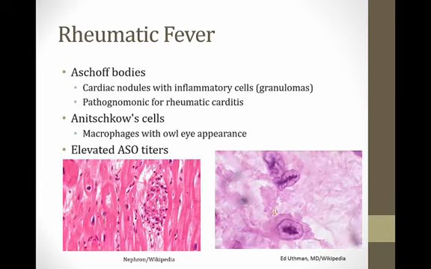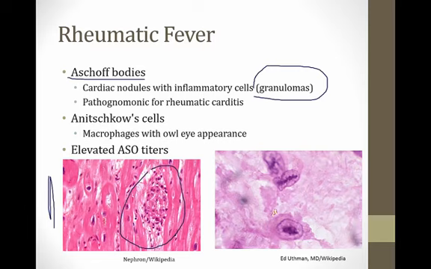There are a couple of classic pathology findings for rheumatic fever that you should know about, especially for step 1. The first is the presence of Aschoff bodies. These are nodules in the heart and they contain inflammatory cells. They're a form of granuloma. This is a picture of one right down here. These are cardiac myocytes and this is an Aschoff body embedded within it.